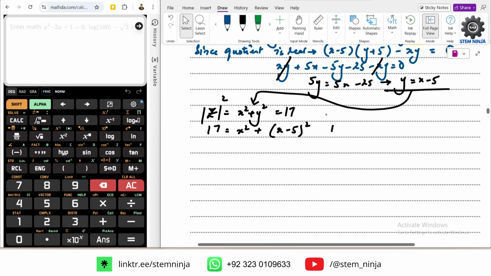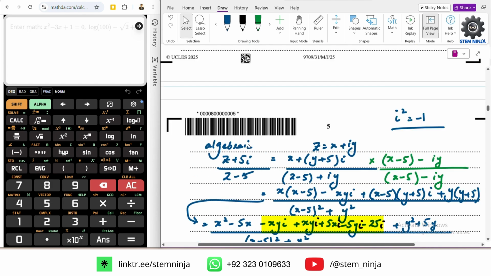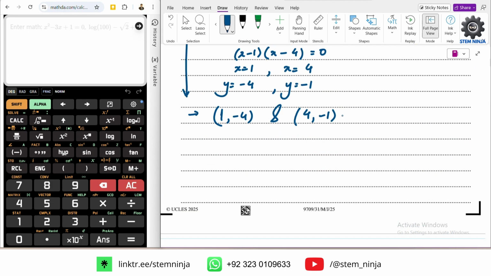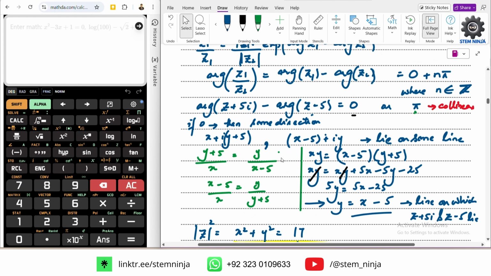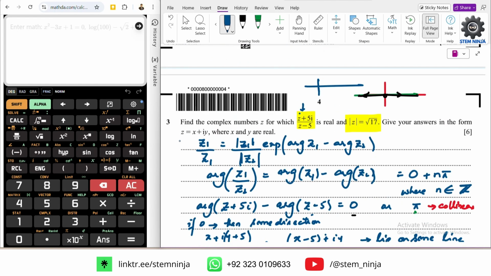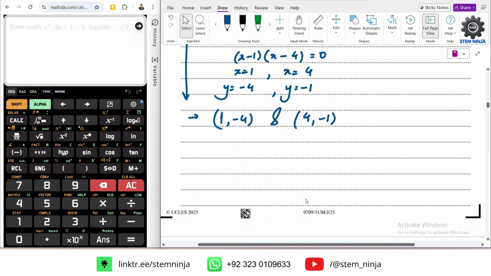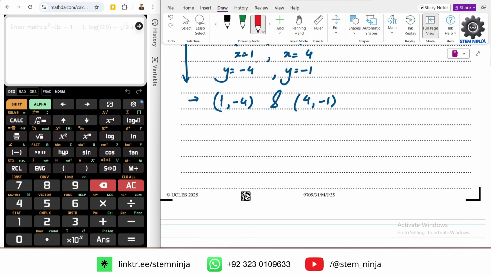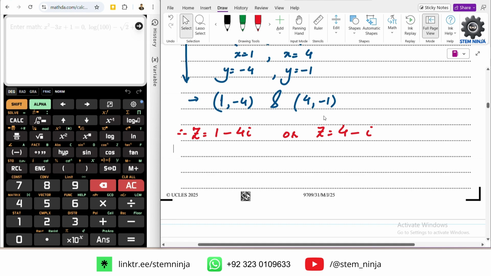Now, even though we have got the 2 points over here, this was not the final answer. The final answer, remember, we have to write it in the form z is equal to x plus iy. So we need to write the final answers as z is either 1 minus 4i or z is equal to 4 minus i. This is our final answer. Okay. Right, that's it. Let's move on to the next question.